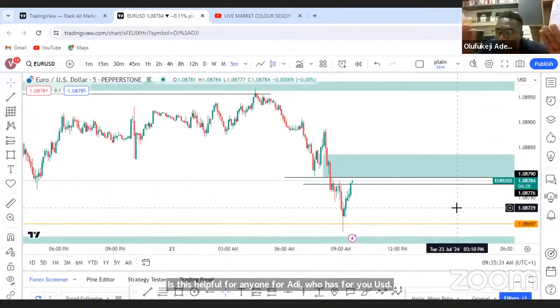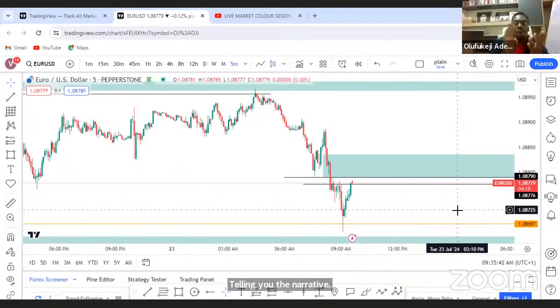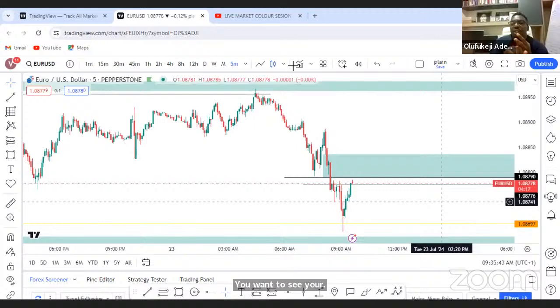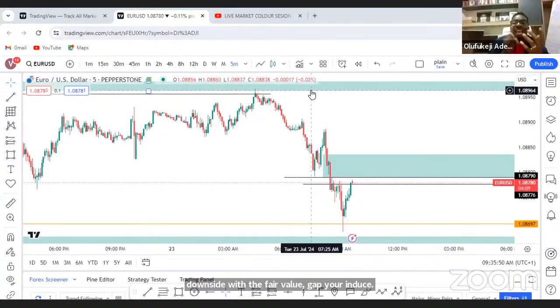So this is what we are looking for. Look at everything as I wrap up and hand over to Demola. You want to see your box pattern telling you the narrative. You want to see your shoulder, your sweep, your break of structure to the downside with a fair value gap, your inducement. You want to see your IFVGs. You want to see your diagonal liquidity terminating in a fair value gap, right?